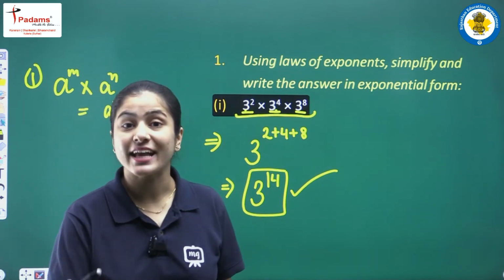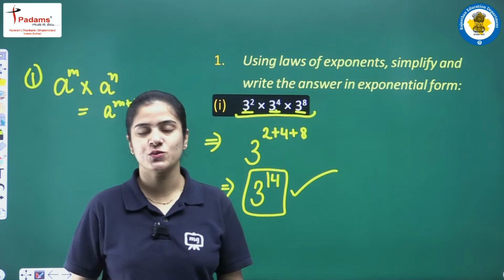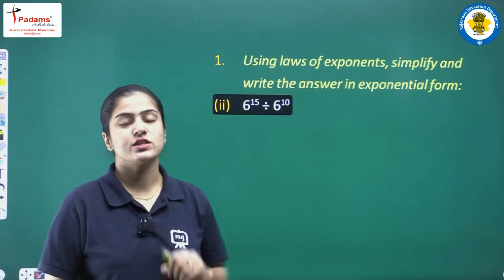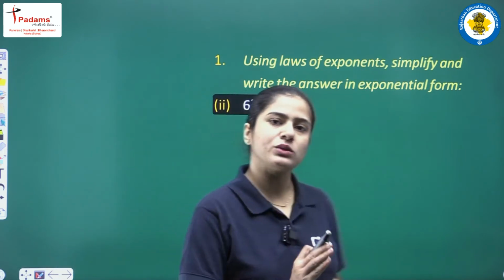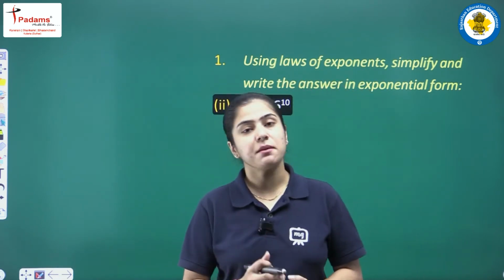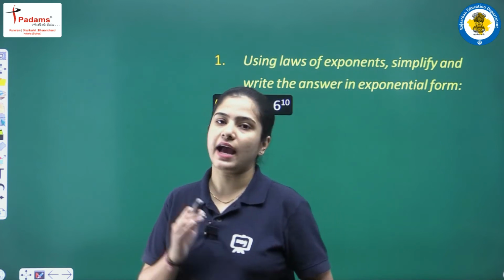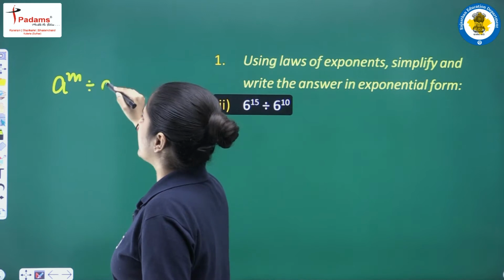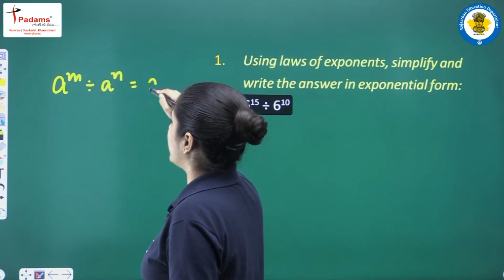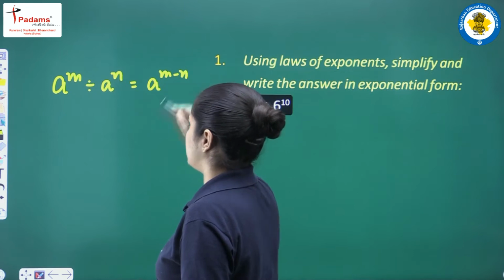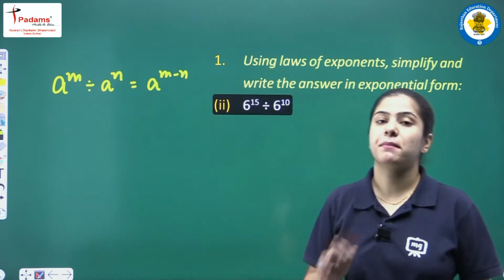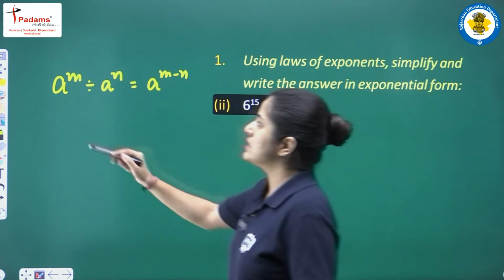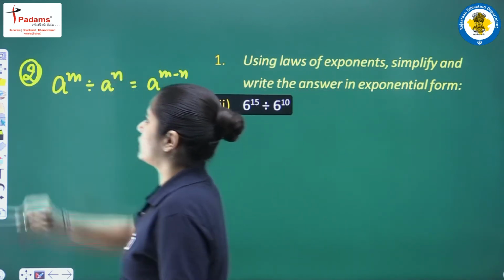So have a look at the second question based upon this particular law students. Have a look. Now 6 raised to power 15 divided by 6 raised to power 10. Now we know that whenever we have the same base and the division is there, then we have the law, that is a raised to power m divided by a raised to power n, that is equals to a raised to power m minus n. जब डिवाइड का साइन होता है, बेस सेम होता है, तो जो पावर्स होती हैं वो सब्ट्रैक्ट हो जाती हैं, एंड दिस इज योर सेकेंड लॉ, राइट स्टूडेंट्स?